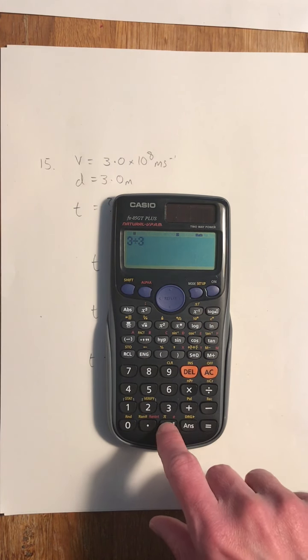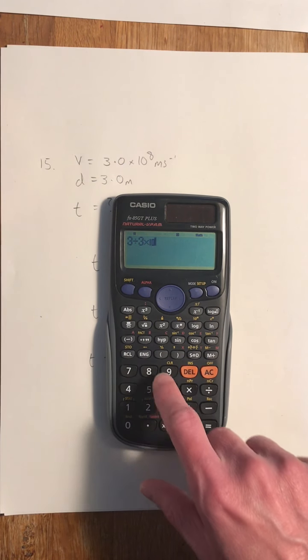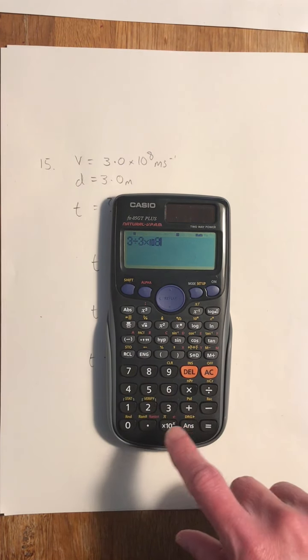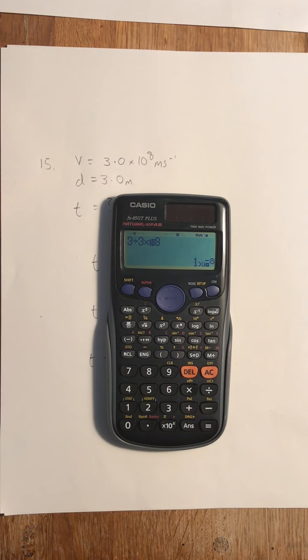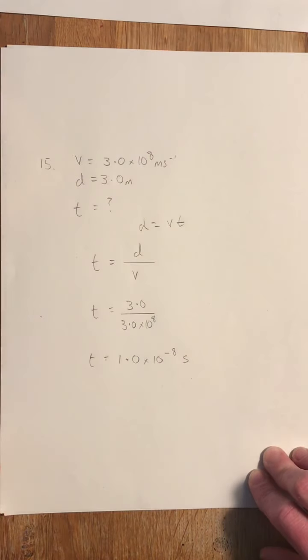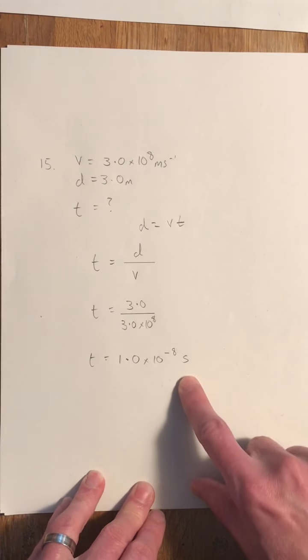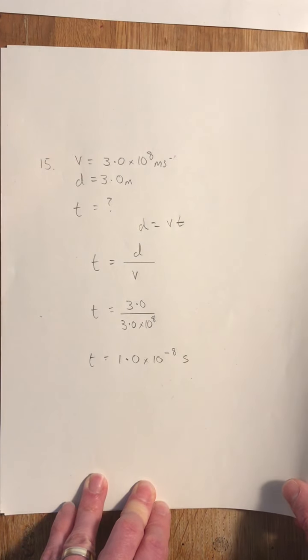this button down here, just below, next to the answers and the equals, that's your scientific notation button, and you just do 3, then the magic button, and then 8, so that will do 3 divided by 3 times 10 to the 8 for us, and that comes to 1 times 10 to the minus 8 seconds. So that's 1 times 10 to the minus 8, and then the unit seconds for our answer. That's question 15. Should come to 1 times 10 to the minus 8 seconds.